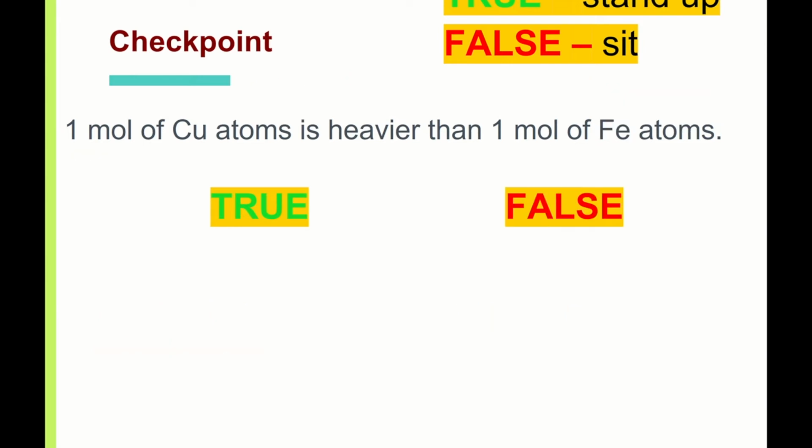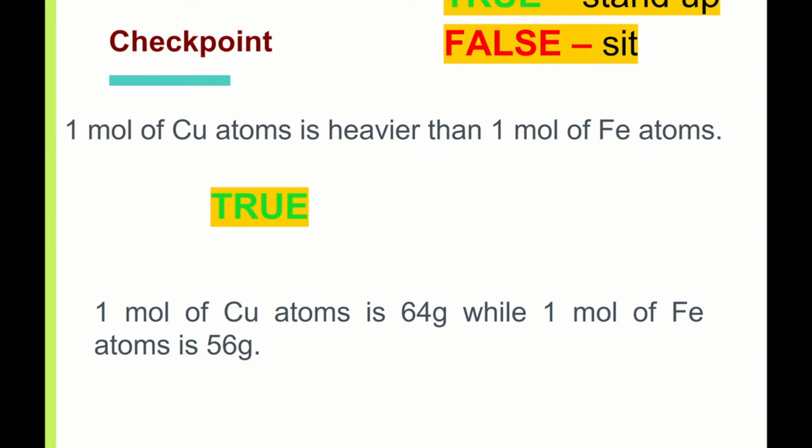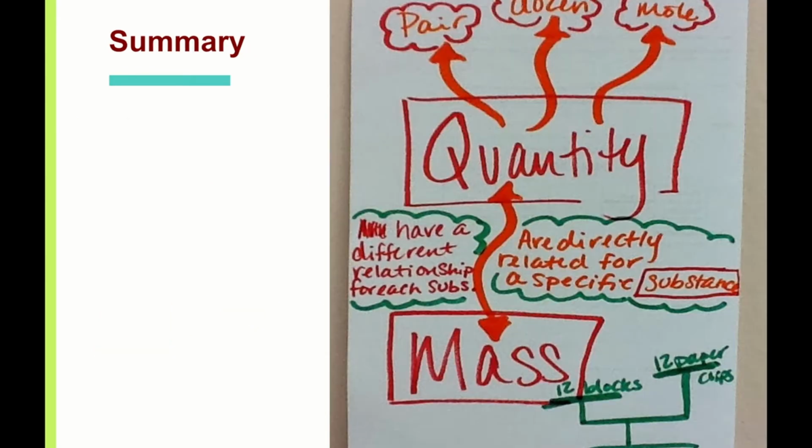Okay, 1 mole of copper atoms is heavier than 1 mole of Fe atoms. Both are using 1 mole. Both are looking at 6 times 10 to the power 23. We don't need to care about that. Once we see 1 mole, we compare molar mass. So answer is true, because 1 mole of copper atoms is 64 gram, whereas 1 mole of iron atoms is 56 gram.